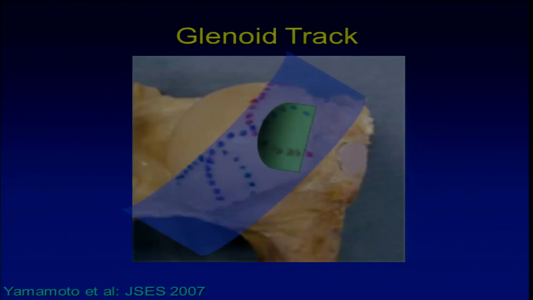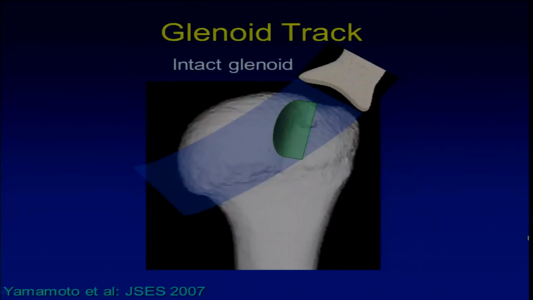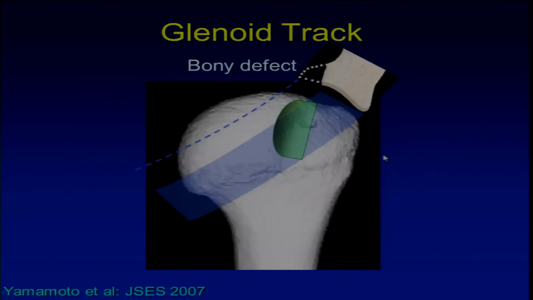If the Hill-Sachs lesion stays within this track, there is not a single chance that the anterior rim of the glenoid engages with this lesion, so it is totally safe. However, if the Hill-Sachs lesion extends more medially, then there is a chance of engagement and dislocation at this point. The glenoid track is created by the glenoid itself, so when the glenoid is intact, it's the widest. If there is a bony defect of the glenoid, then the glenoid track becomes narrow.